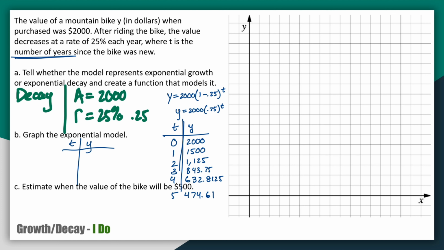Okay, so we need to label our graph here. We have Y. This is going to be money in dollars. Okay, and then we have our X, which we're just going to change to T, and this is going to be the number of years. Okay, I'm going to skip 2 for years. I'm going to 1, 2, 3, 4, and 5. Okay, we can just call that 6 and 7. All right, and then on the left here, we need to get up to 2,000.